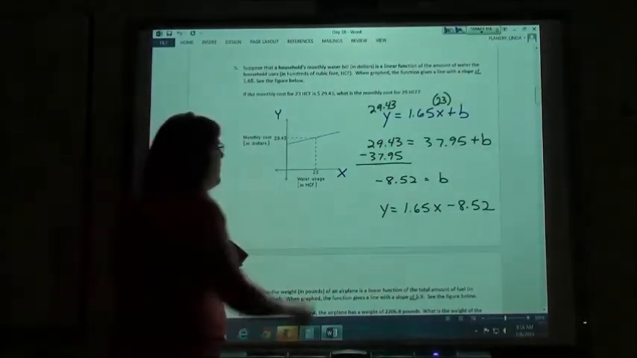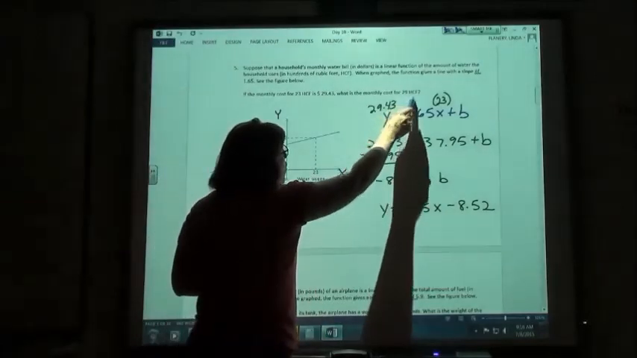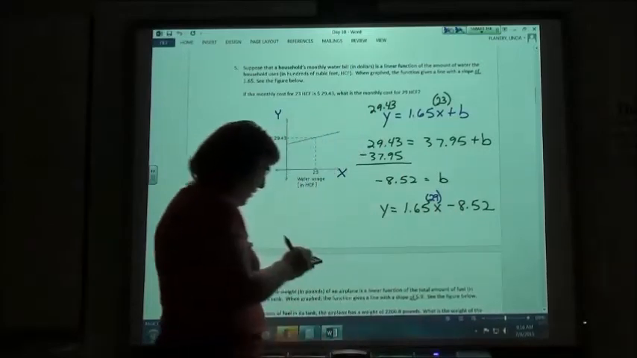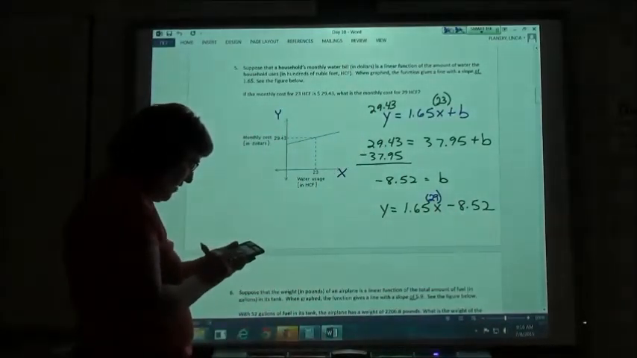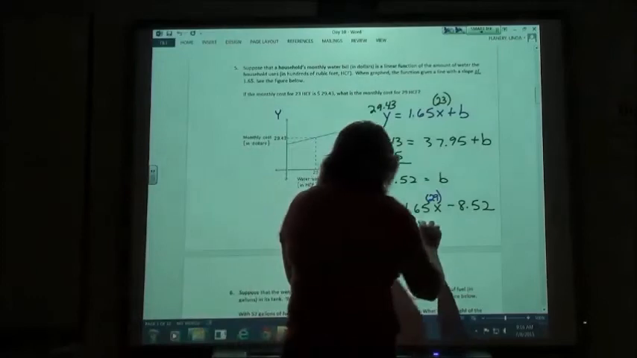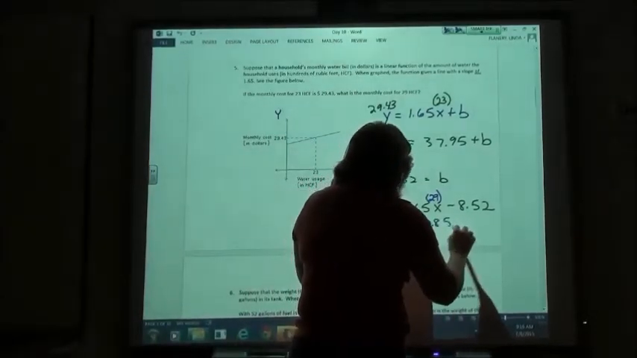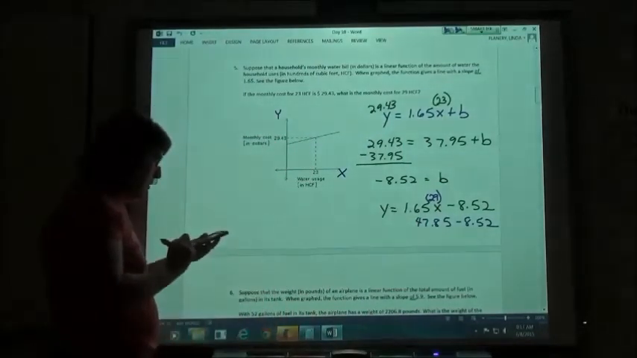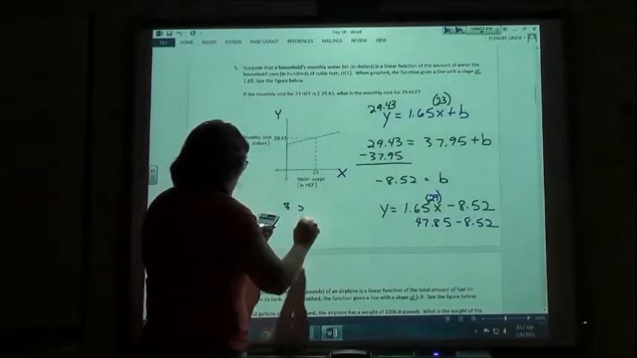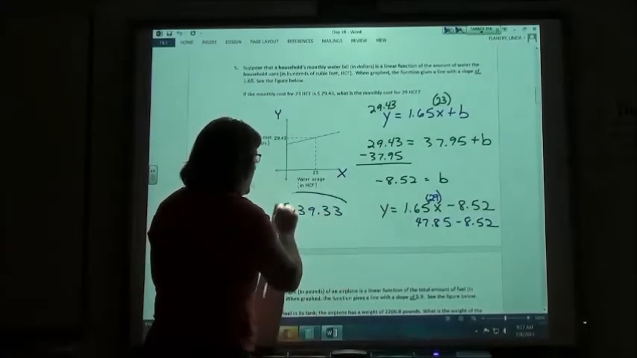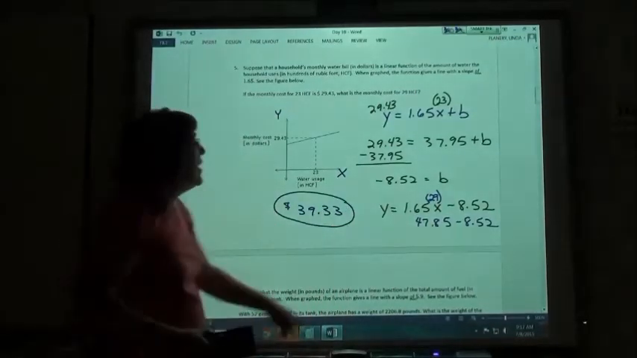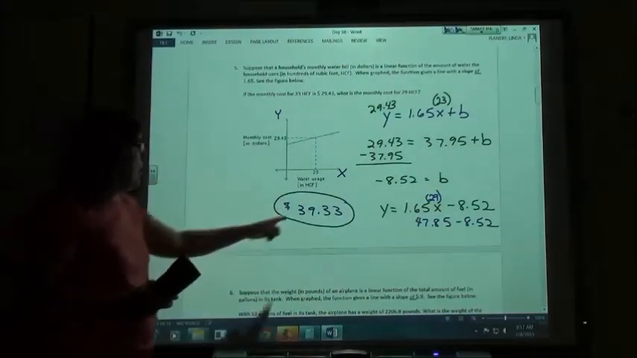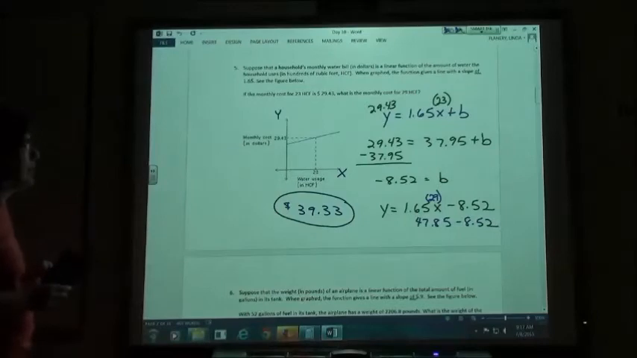I now want to find it for my monthly water usage of 29. So I'm going to put 29 in for my x and I'm going to solve it. So 1.65 times 29 is 47.85 minus my 8.52. So my cost is $39.33. So if I use 29 hundreds of cubic feet, that's going to cost me $39.33.